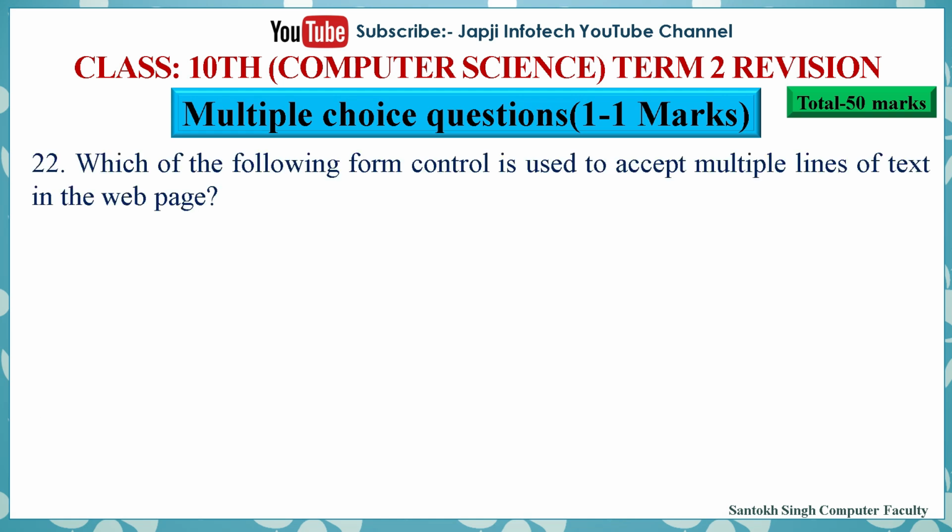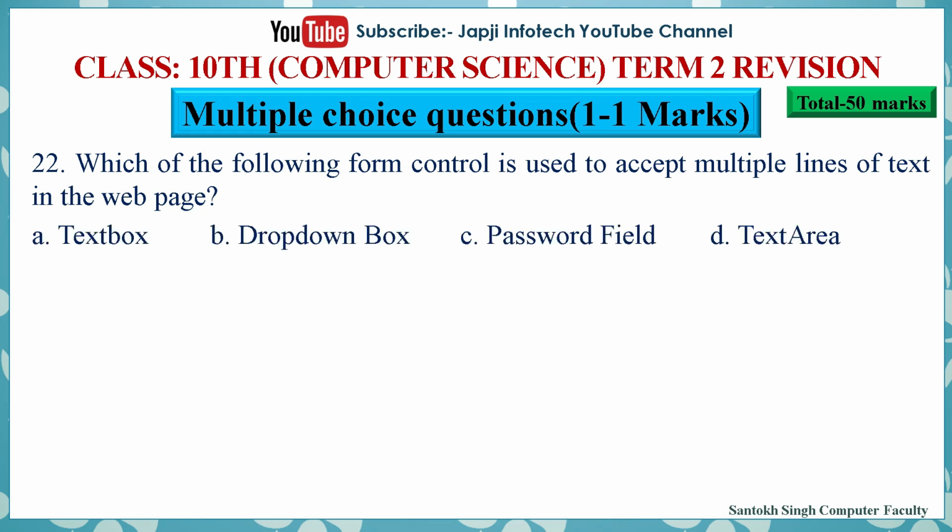And 22nd question is which of the following form control is used to accept multiple lines of text in the web page? And the options are text box, drop down box, password field, and the last one is text area. And the right answer is text area form control is used to accept multiple line of text in the web page.